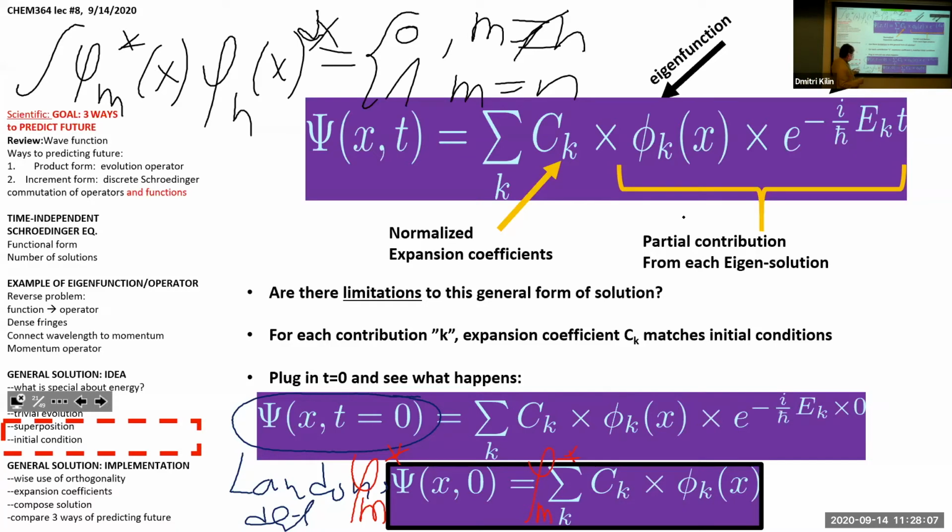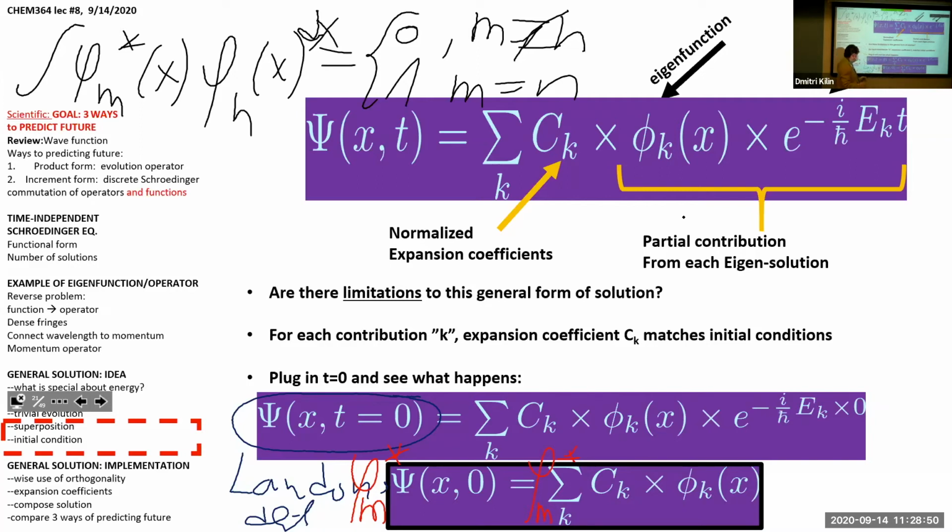And now, if we set up time equals 0 in this solution, then the exponential to the power 0 becomes what? 1. Yes, correct. So we just remove it. So the wave function at time 0 is equal to the summation of all eigenstates times expansion coefficients. So if we believe in these theorems about general partial solutions, we just follow simple logic.